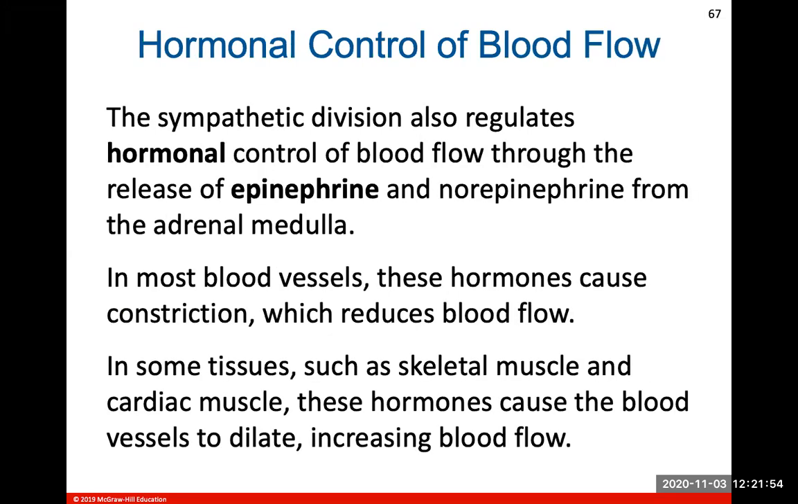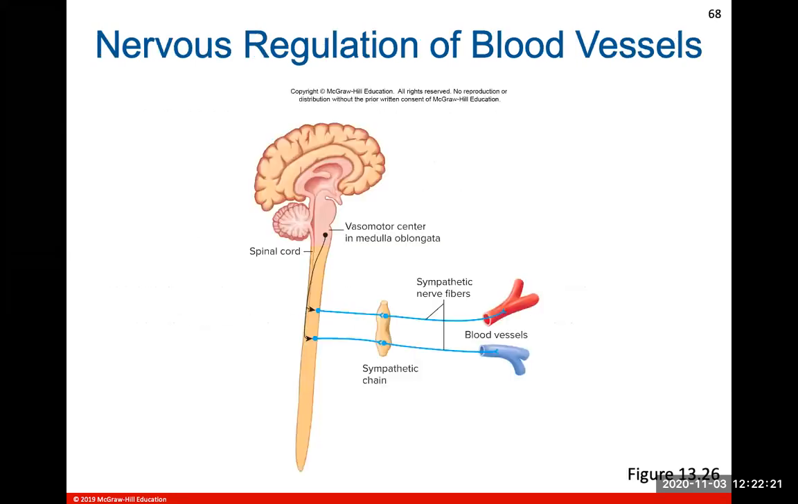And then your hormonal control of blood flow: the sympathetic division also regulates hormonal control by the release of epinephrine and norepinephrine from the adrenal medulla, which is a gland above your kidneys. In most blood vessels, these hormones cause constriction, which reduces blood flow, but in some tissues like skeletal muscle and cardiac muscle, these hormones will cause the blood vessels to dilate to increase blood flow to try to increase oxygen unloading to your skeletal muscle and cardiac muscle. So here it just shows the nervous regulation of blood vessels due to the sympathetic system coming from the vasomotor center in the medulla oblongata.